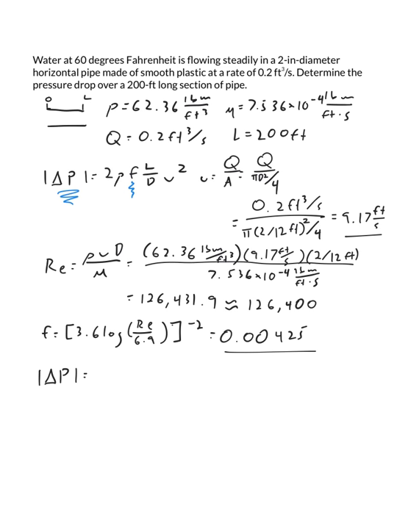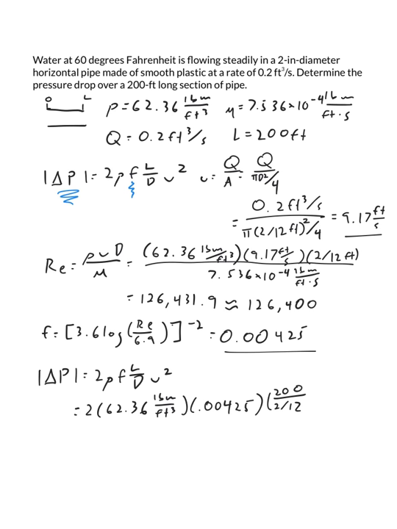Delta P is equal to 2 rho F L over D U squared, which is equal to 2 times 62.36 pound mass per feet cubed times 0.00425 times 200 over 2 divided by 12, not bothering to write the units there because they're both in feet, so they'll cancel out, times 9.17 feet per second squared.